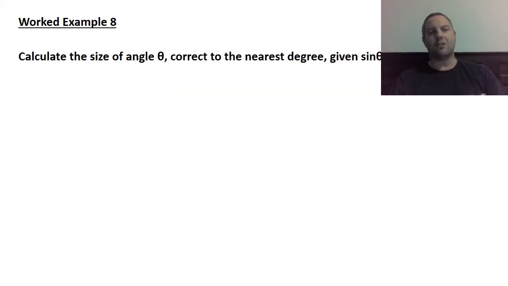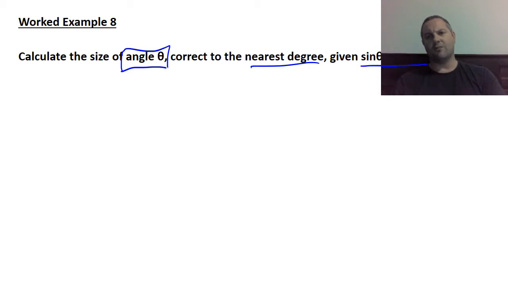Okay, in work example 7, you're looking for the ratios. This time what we're going to be doing is looking for the angles, the unknown angle. Okay, and that's why it asks you here. We're going to find it to the nearest degree, and we're only given what our ratio is. And it says sine of the angle equals 0.7854. Okay, so write down what you know.